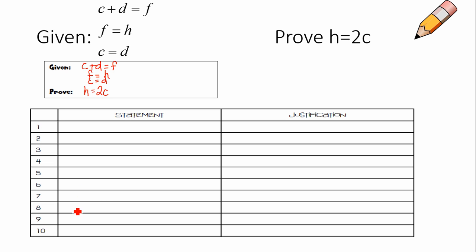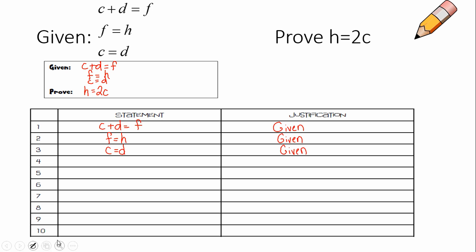So our very first step in any proof, you guys, write that given piece of information. C plus D equals F. In fact, we have multiple pieces, so I'm going to say F is the same as H, and C is the same as D. And next to the justification for each and every one of those, we're going to place given. These are 3 pieces of given information that we started with.